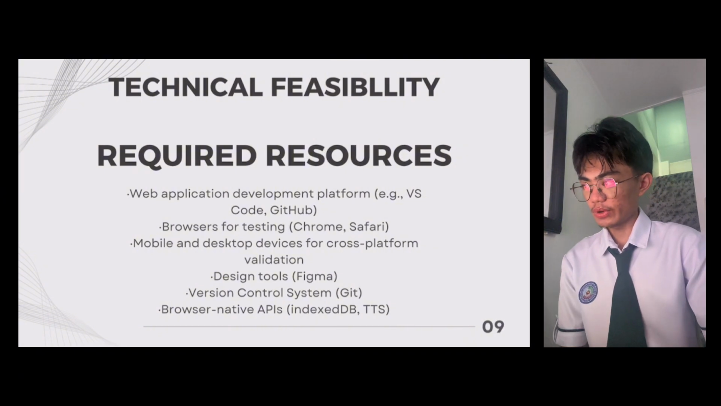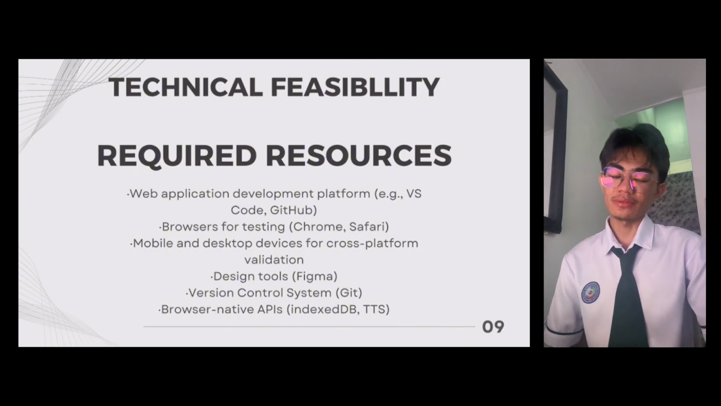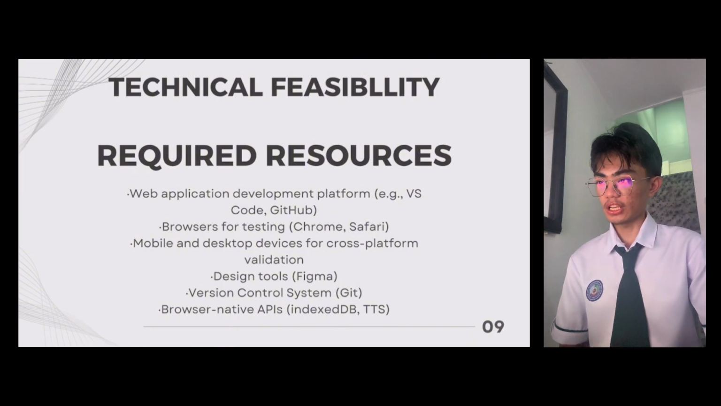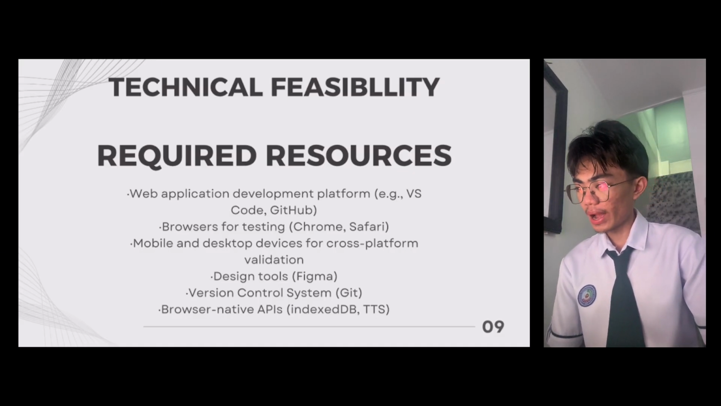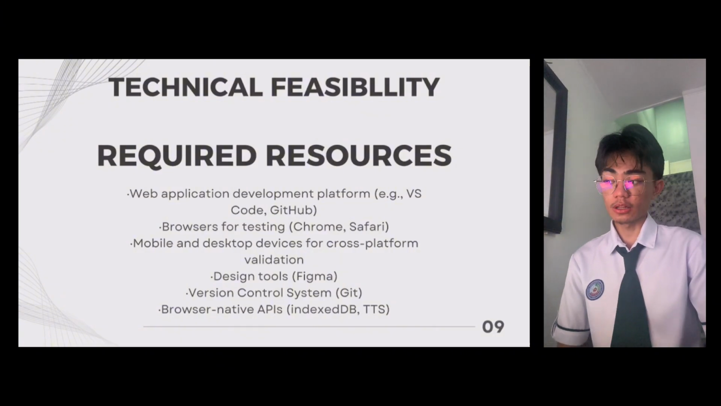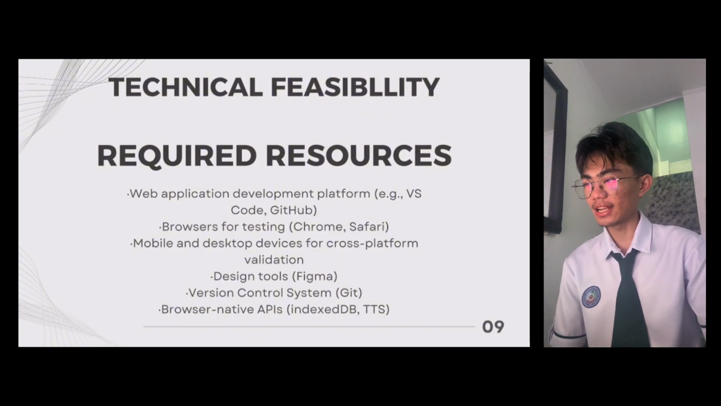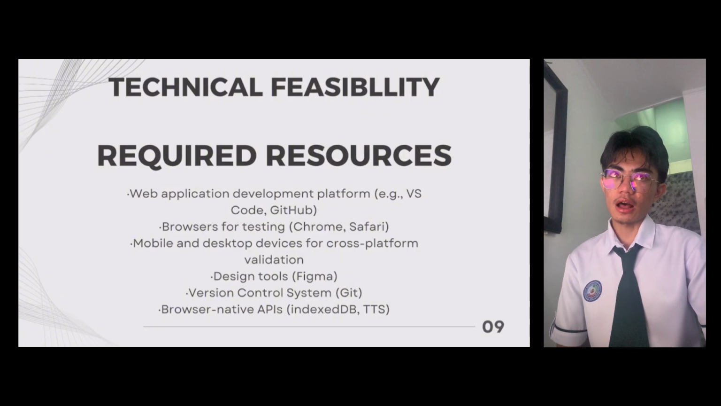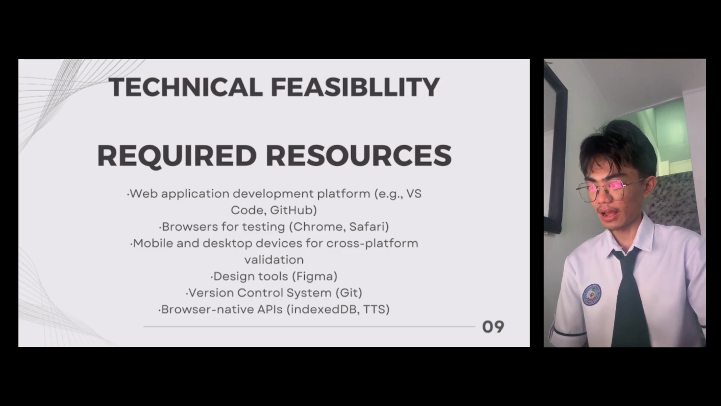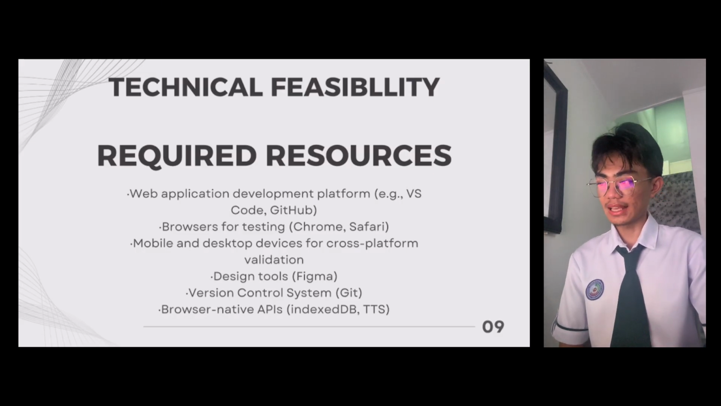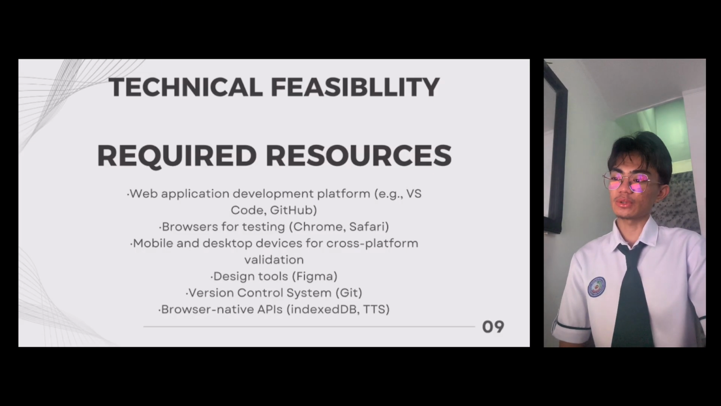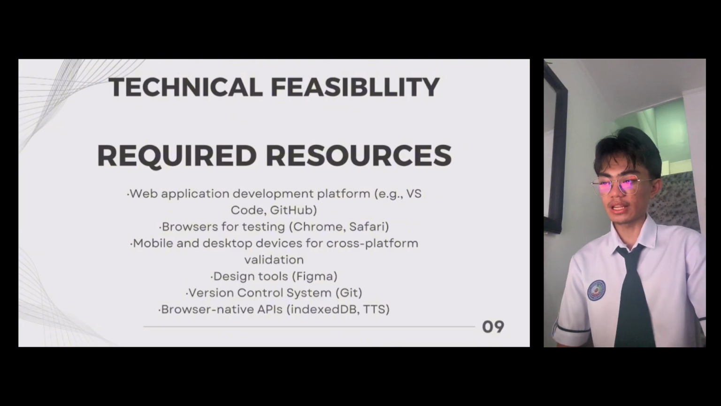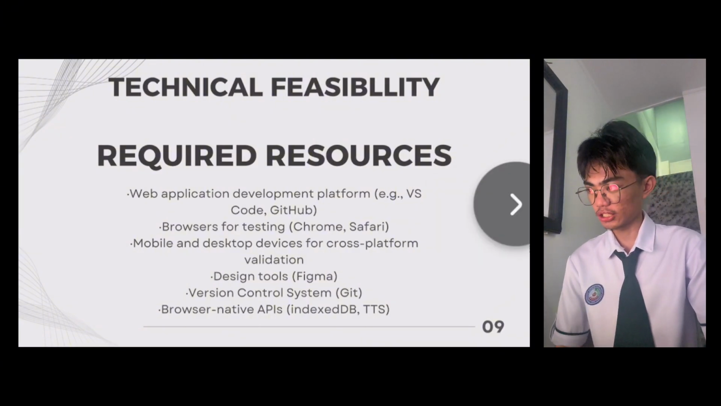Next, we have the required resources. We have web application development platforms, which are VS Code and GitHub. We have browsers for testing, mainly Chrome and Safari. We have mobile and desktop devices for platform validation. Of course, we have design tools, mainly Figma, a version control system with Git, and browser-native APIs, which would be IndexedDB, or index database, and text-to-speech.